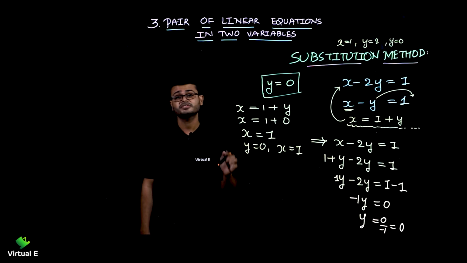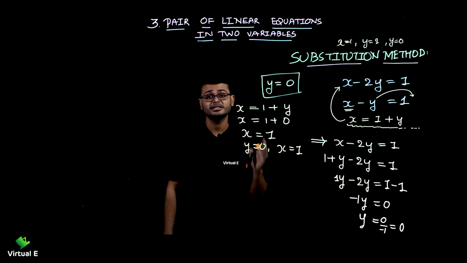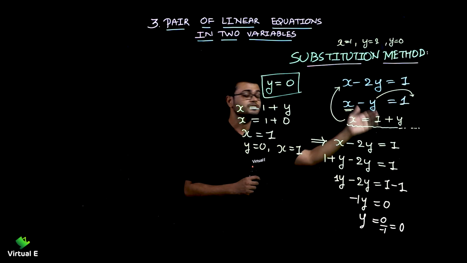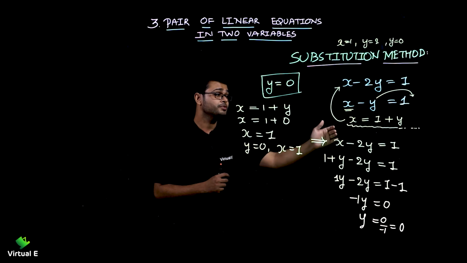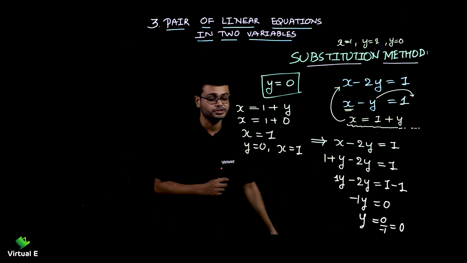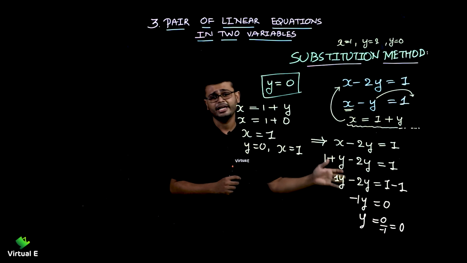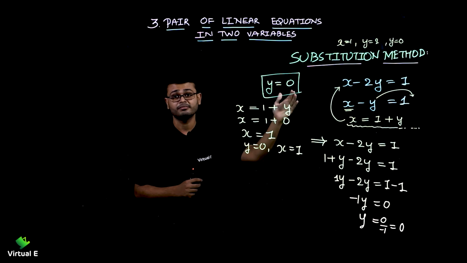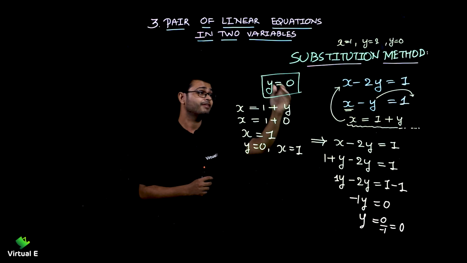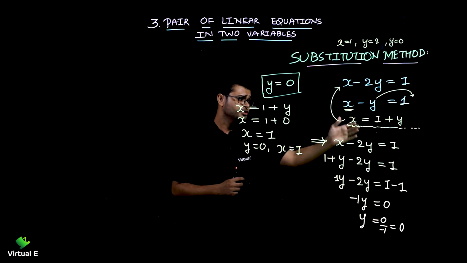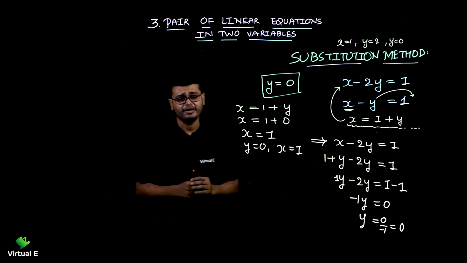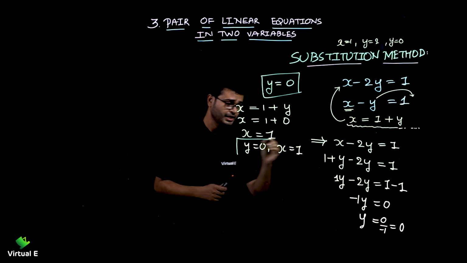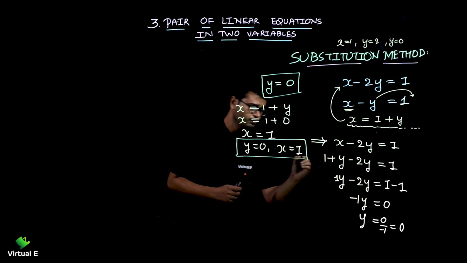So with the help of the substitution method, we are getting the solution of the equation. We are getting one variable in terms of another one, and we are substituting the same value in the first equation. And after we get an equation in one variable, we solve it, we get the value of one variable, and we substitute that value into an equation to get the value of the other variable. So our solution is y is equal to 0 and x is equal to 1.